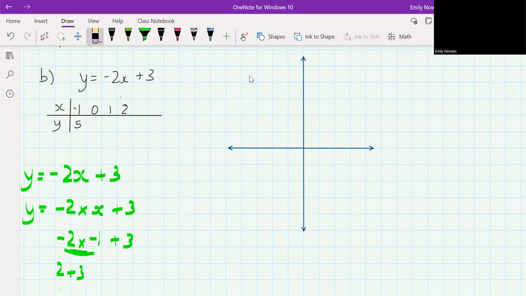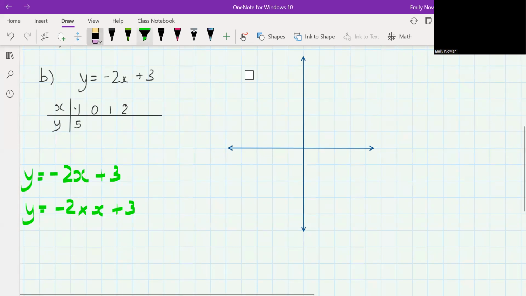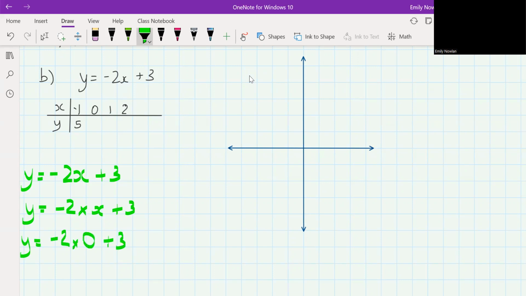Okay, so let's have a look at the next one. So that was when we did x equals -1. Now, what about when x equals 0? We've got to put x equals 0 into that equation. So y equals -2 times 0 plus 3. So -2 times 0 is 0. So the answer is 0 plus 3, which is just 3. That means up here, when x is 0, y is 3.